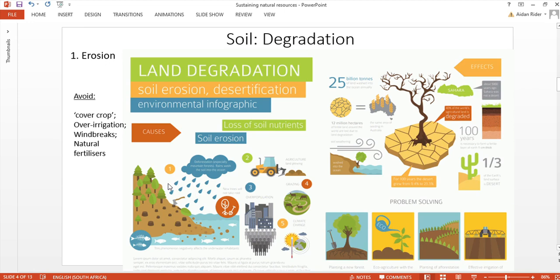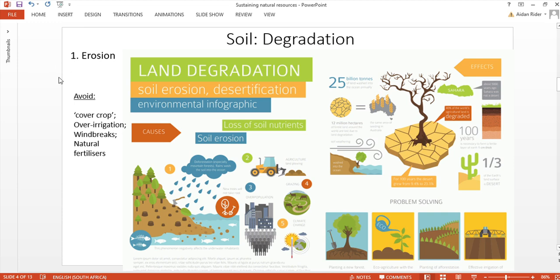First of all, soil conservation and management, but focusing on soil degradation. Degradation is when we lose soil or the quality of the soil degrades. First of all is erosion. It has an effect on the soil degradation.